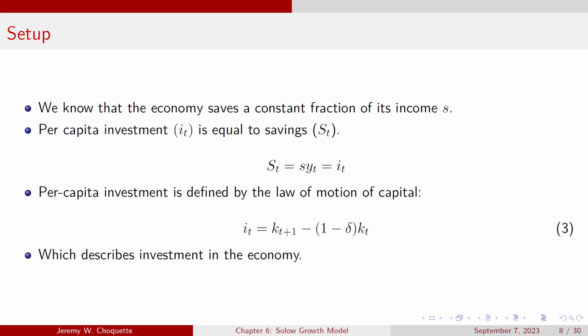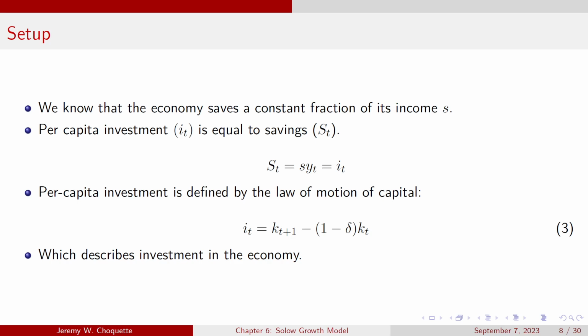Now, like I said, we know the economy saves a constant fraction of its income, which is that lowercase s. Now, per capita investment, this lowercase i, is equal to savings. So that tells me savings is equal to investment, and if it's equal to investment, right, investment is equal to that fraction of income multiplied by income. So it tells me per capita investment is equal to per capita savings. Kind of nice.